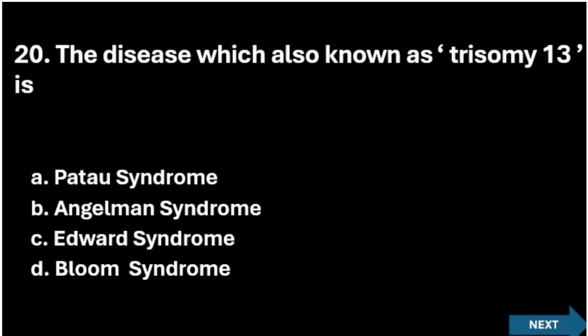Next question. The disease which is also known as trisomy 13 is option A, Patau syndrome, option B, Angelman syndrome, option C, Edwards syndrome, and option D, Bloom syndrome. The right answer here is option A, Patau syndrome is also known as trisomy 13.